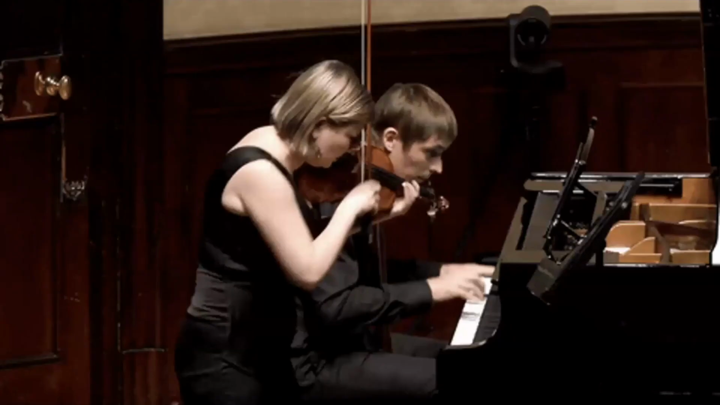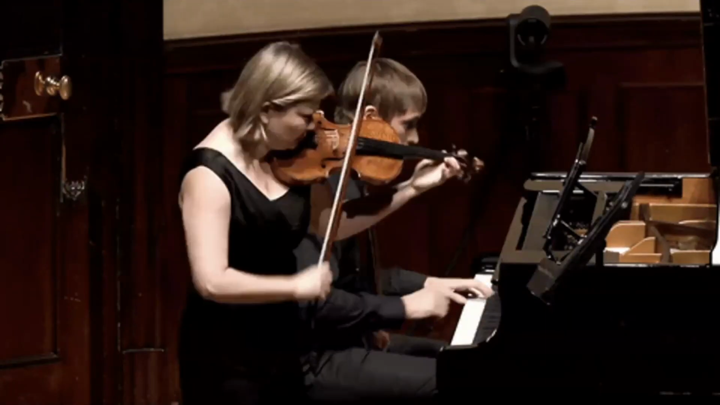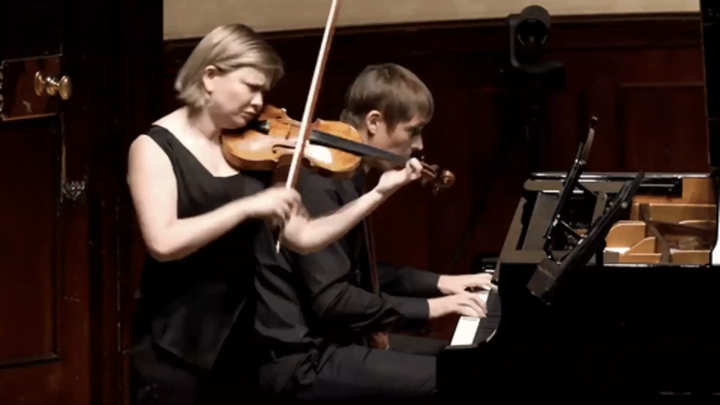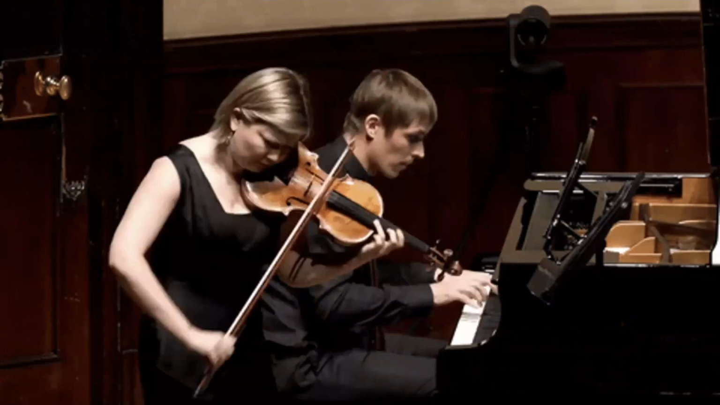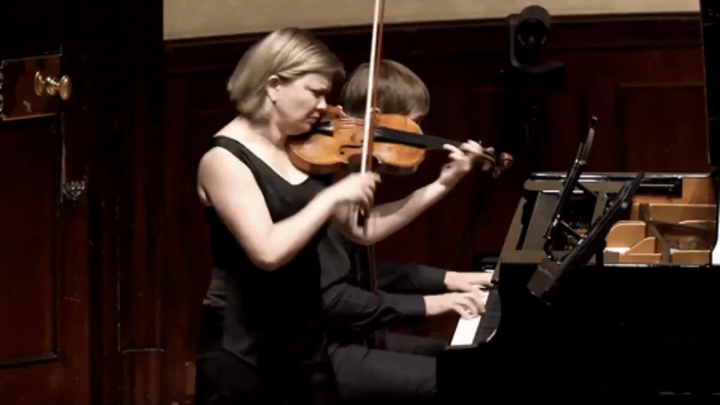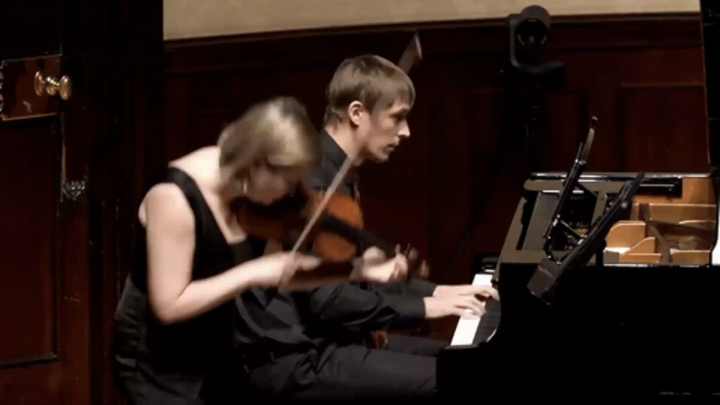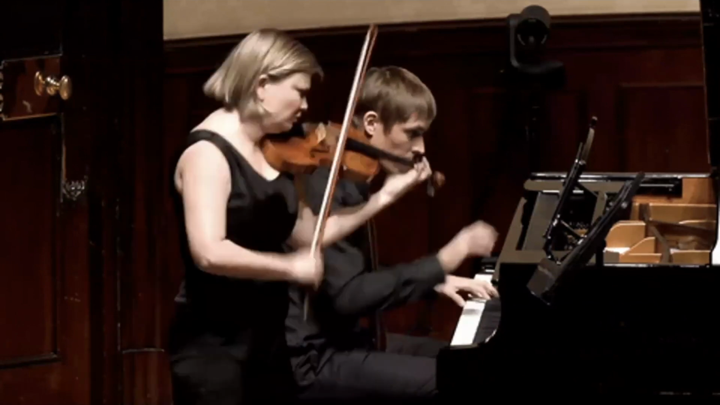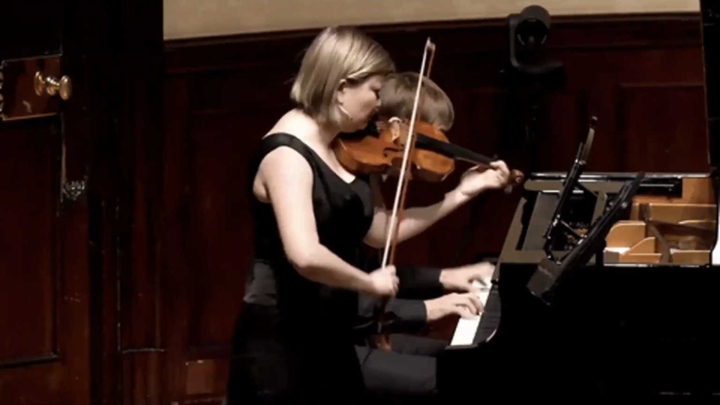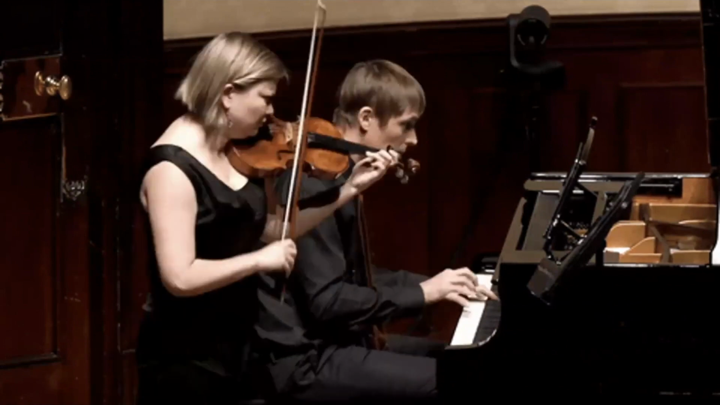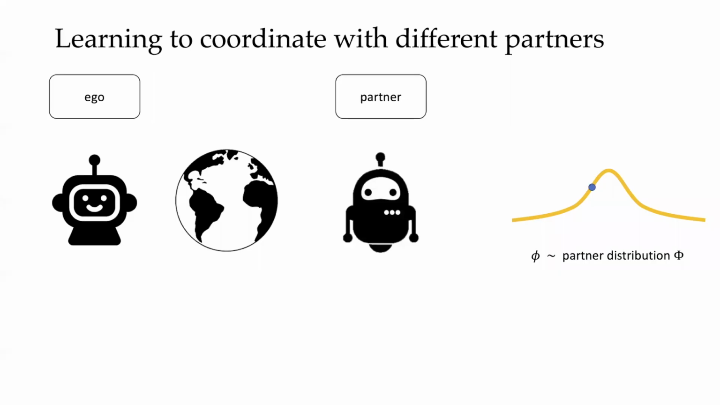Multi-agent collaboration can be difficult. For example, when we want to move furniture with friends, or if two musicians want to coordinate on playing a duet. Even just coordinating with the same partner can be difficult, but oftentimes we actually want to work with different partners. We don't just want an AI agent that can work with one user, but rather can adapt to many different users. So the goal of our work is to study the framework of coordinating with different partners.